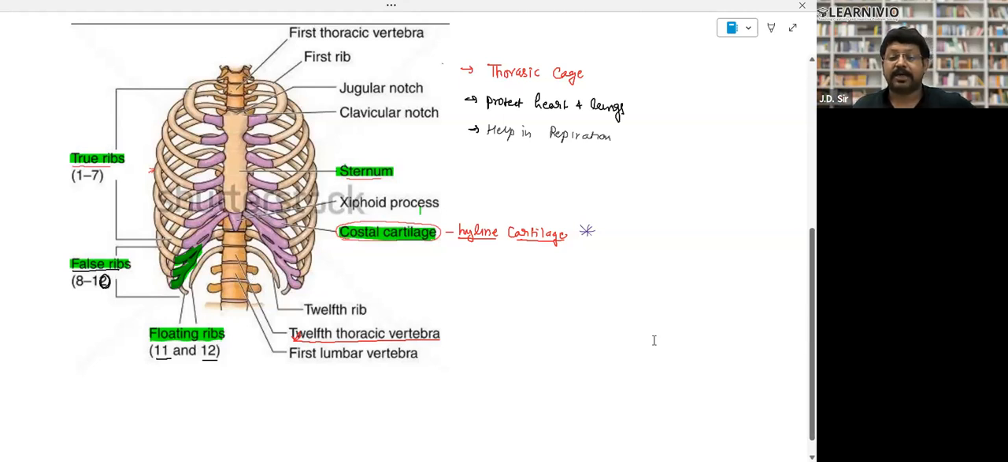Why does it remain connected with the cartilage? Because to make it flexible. Otherwise, if the bone had fused directly, there would not be flexibility. To make it flexible, the bone does not directly fuse with the sternum. They fuse with the help of cartilage. Is it clear?